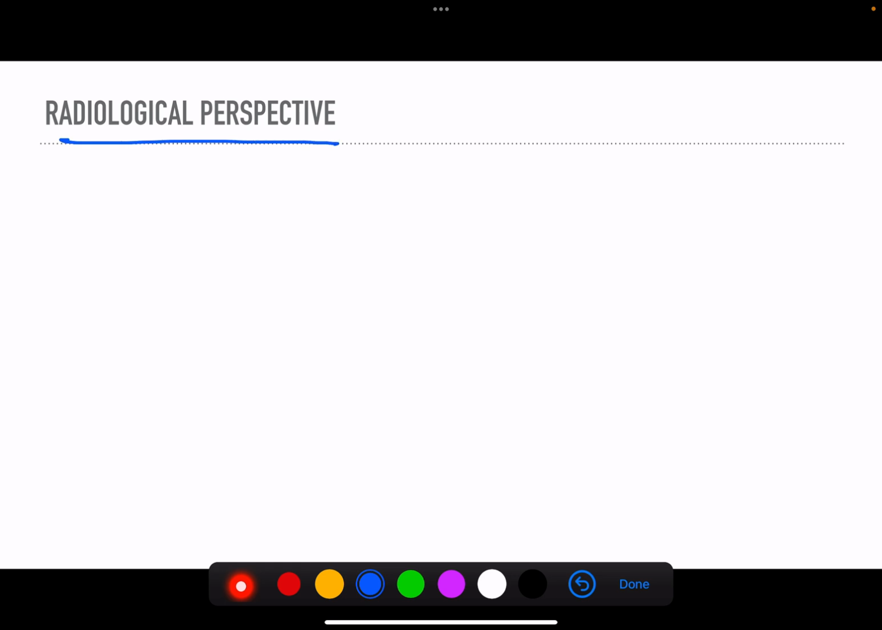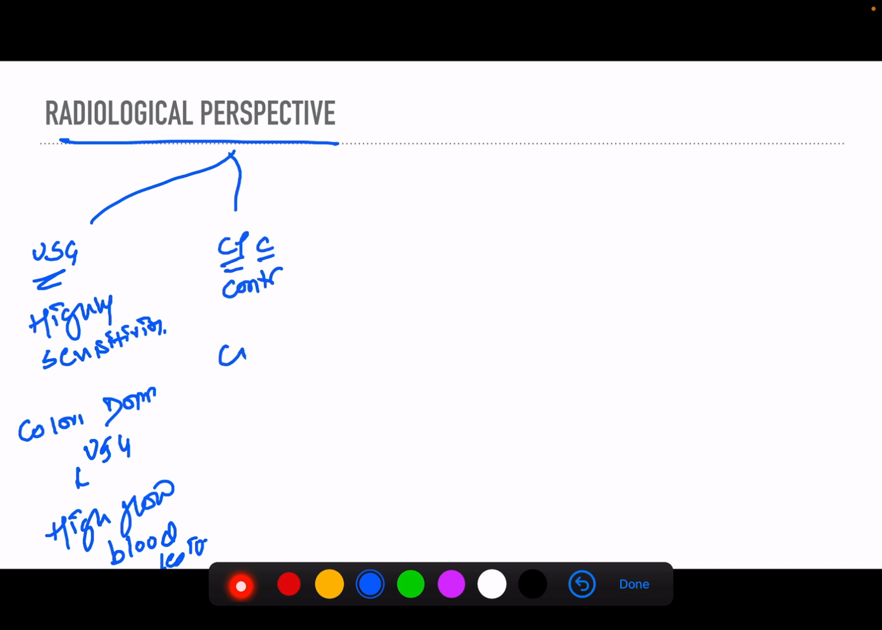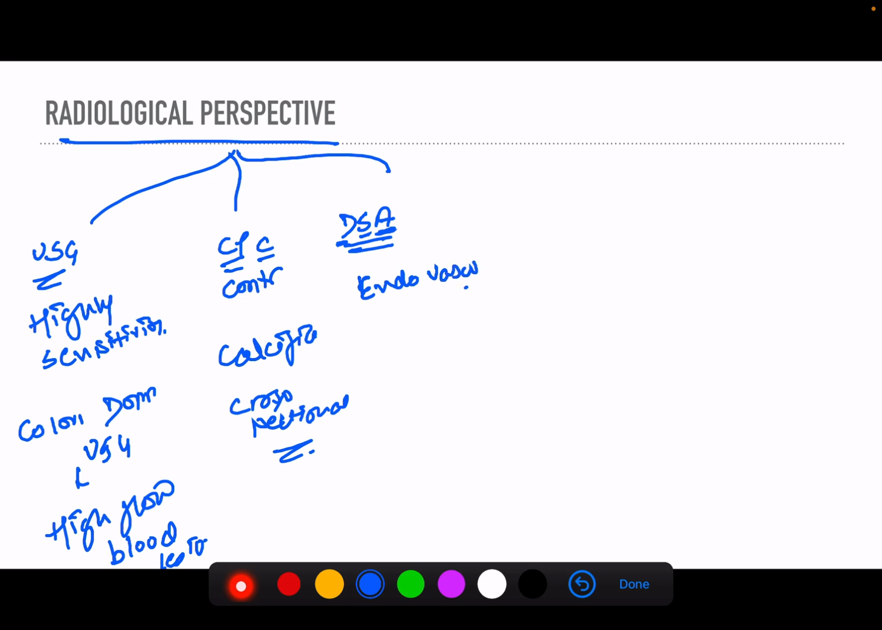Next comes the radiological perspective. To find the radiological perspective of disease, we can go ahead with simple USG, that is the ultrasound, which is highly sensitive for the detection of hemangioma. Also, we can go for color Doppler ultrasound, which can help us detect high flow blood lesions. Next option we are having is CT with contrast. With CT, calcifications can be seen, and also cross-sectional details of the affected site can be seen more properly. Next option is digital subtraction angiography. We take angiographs and digitally subtract them. This is done for patients who are on endovascular treatment. We do one angiogram before the treatment and one after, and then digitally subtract to see the decrease or effect on the lesion site.